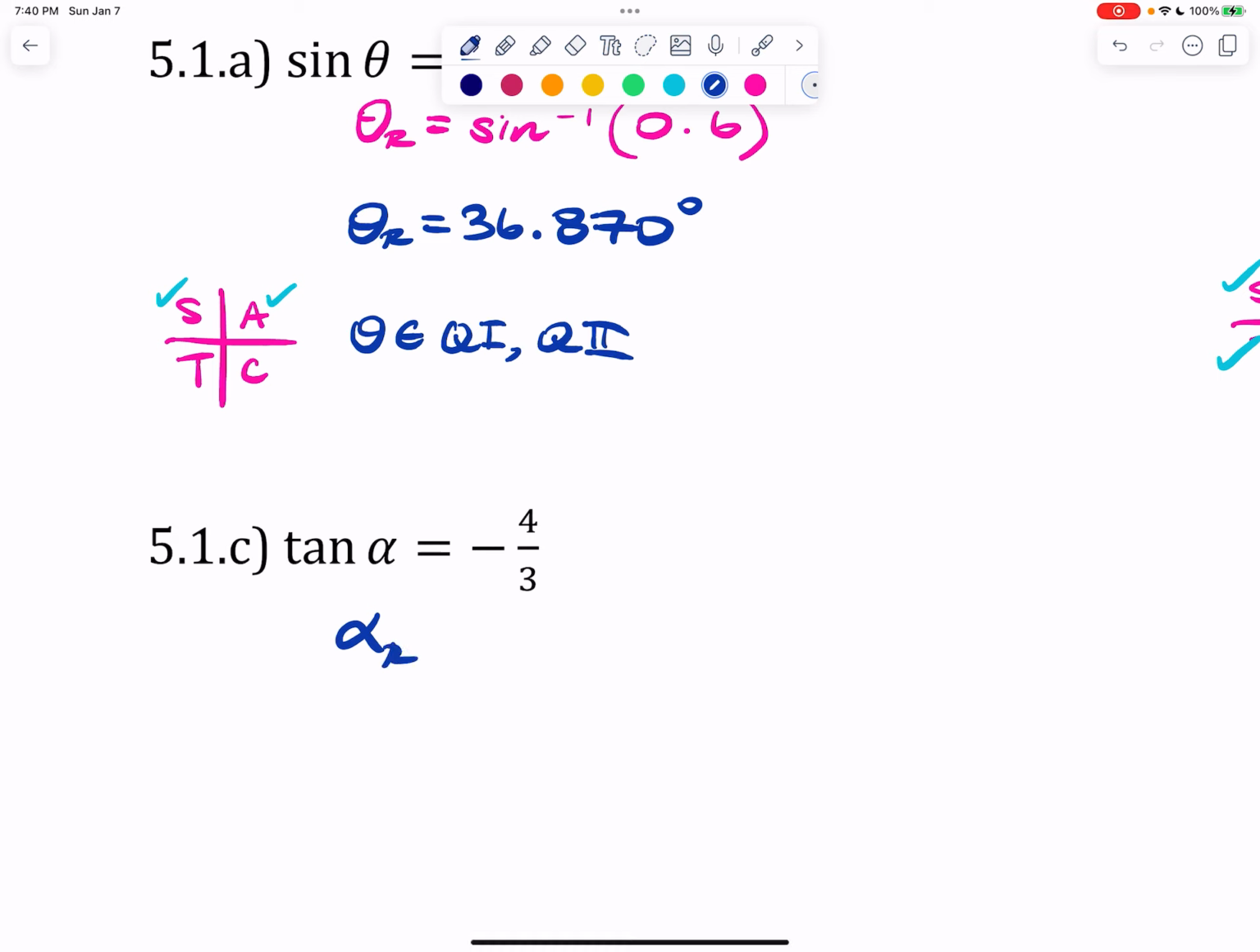Alpha. So the reference angle is the inverse tan of positive 4/3. You should be getting a reference angle of 53.130. That is in degrees, so we'll keep that there. And the ratio is negative, so we're looking at quadrants 2 and 4.